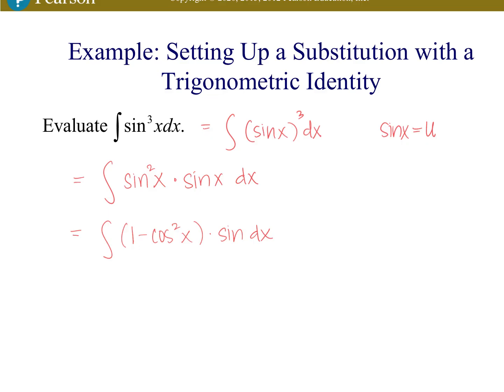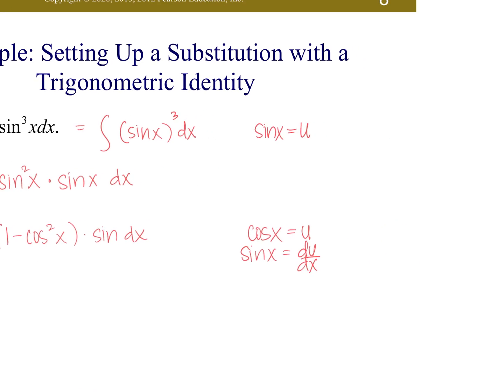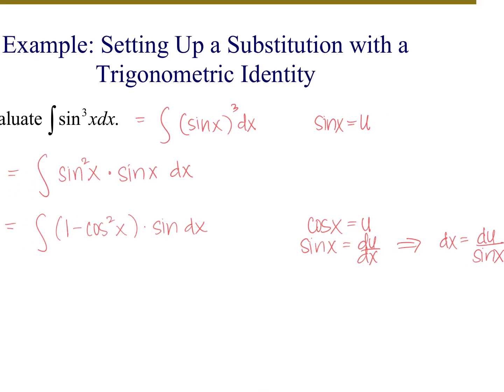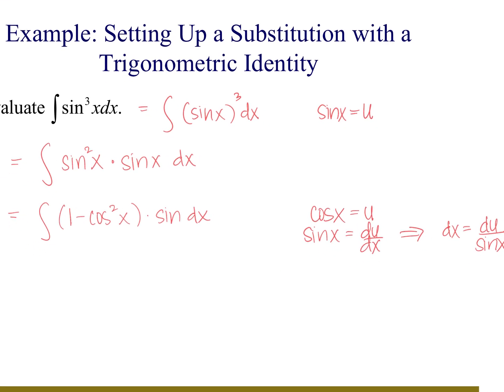So now let's choose something else to be our u. So instead of choosing sine, let's try cosine. Cosine of x to be our u. Then we'll have the sine of x is our du dx, which means the dx is du over sine of x. So we'll see if that's going to be helpful to us.